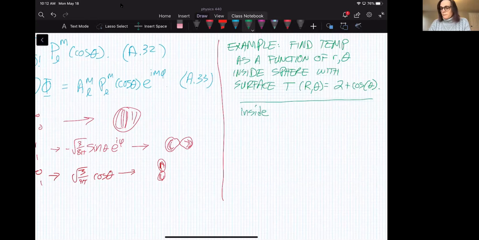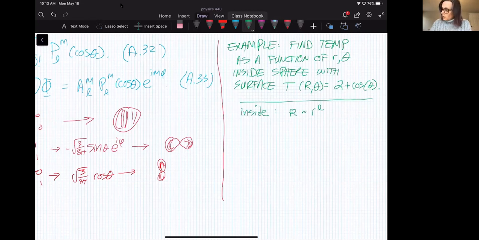So a couple of things. Let me back up. One is that this is azimuthally symmetric, so we don't have to worry about phi. And in fact, the associated Legendre polynomial collapses to just the Legendre polynomial. Okay. Our radial solution, as we'll see in a minute, can either take the form of r to the l or r to the minus l.